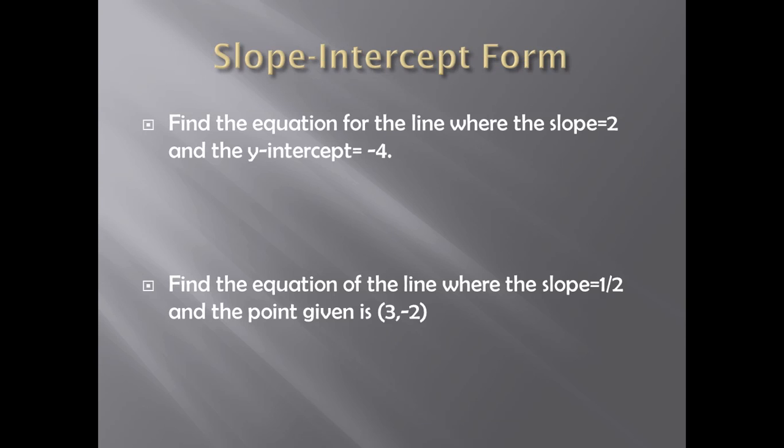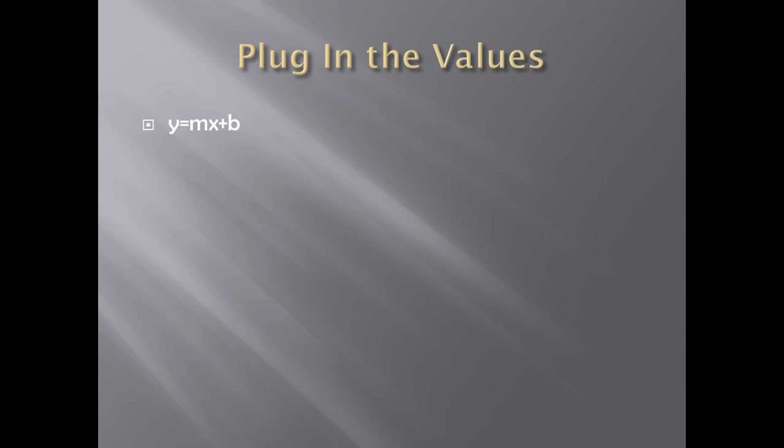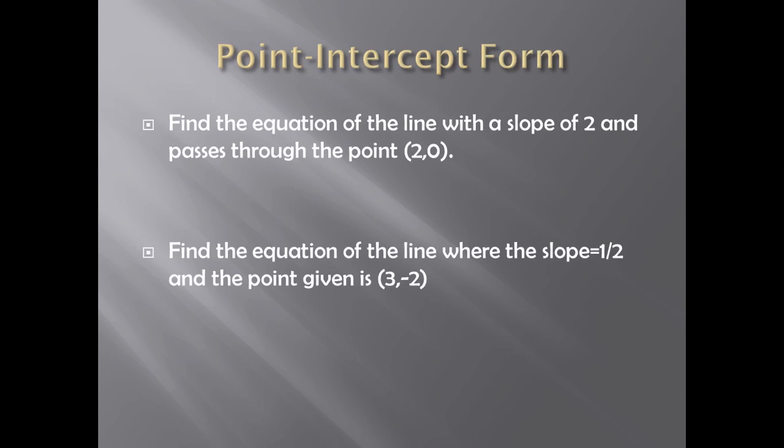So now we're going to take these two problems and check them by plugging in the givens again. We're going to find the equation for the line where the slope is equal to 2 and the y-intercept is equal to -4, as well as the line where the slope is 1/2 and the point given is (3, -2). So -4 is equal to 2 times 0 minus 4. -4 is equal to -4. Same thing with 3/2 minus 7/2 is equal to -2. -2 is equal to -4/2. -4 divided by 2 gives you -2, so you have -2 equals -2.